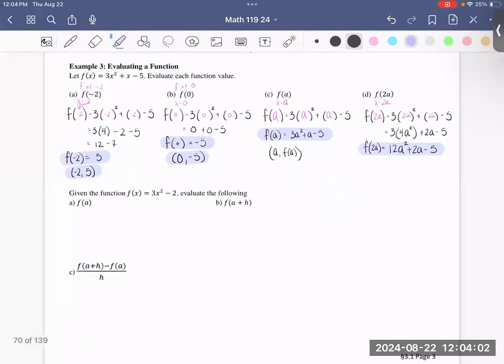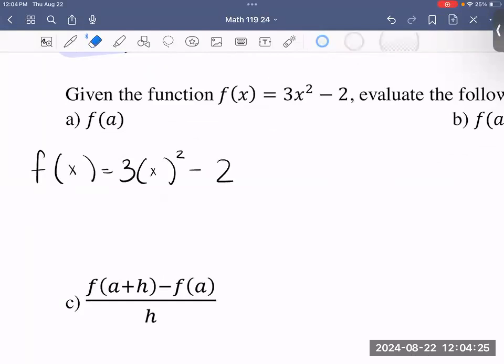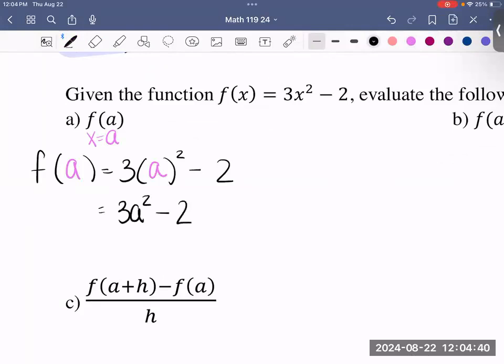Now, let's have you do it again. At the very least, try a and b in your new function, 3x squared minus 2. Okay, so this time we are inserting an a where your x value used to be. So again, your x value used to be where these gaps are. We're going to replace those gaps with x is equal to a. So putting in an a here, we now have 3a squared minus 2, and that comes from f of a.